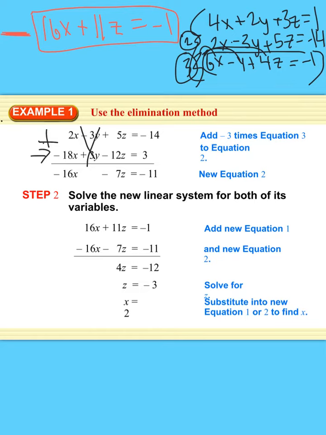And negative 14 plus 3 is negative 11. Okay, now I have another equation in two variables. So step 1 is complete. Now step 2 says we need to solve the system for each of the variables.